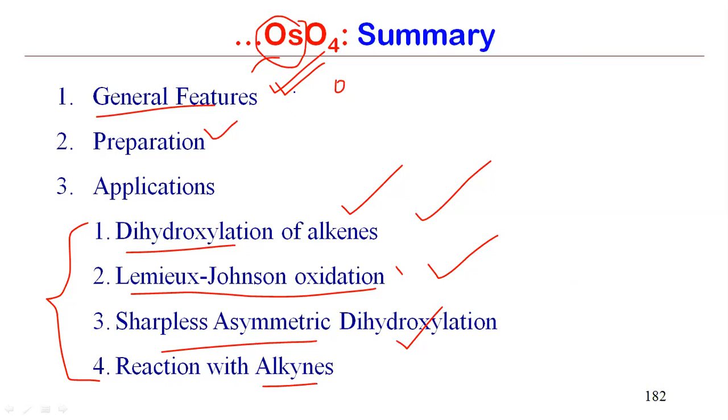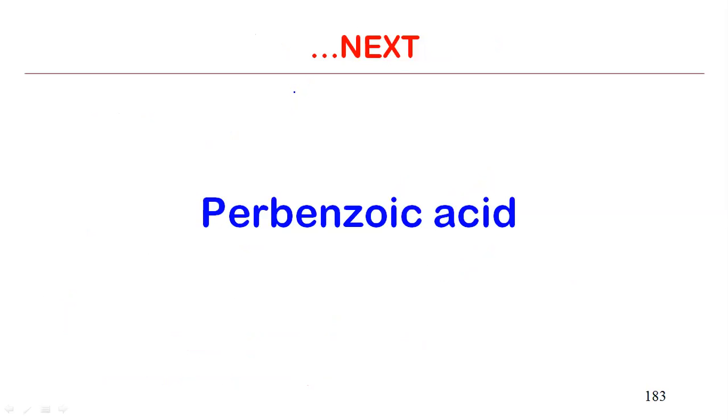So these are some important features. I hope the lesson will help you to know about the general features, properties, preparation and applications of osmium tetroxide. And next we will discuss perbenzoic acid, which is also a useful reagent. And we'll talk about this reagent in the next lecture.